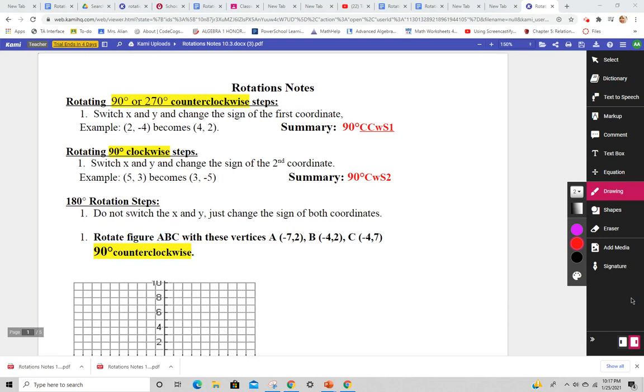Hi everyone. This video lesson is on rotations. In this lesson, we're going to learn how to rotate, which means turn a figure 90 degrees, 180 degrees, 270 degrees clockwise and counterclockwise on the coordinate plane. I'm going to start by showing a very short video.